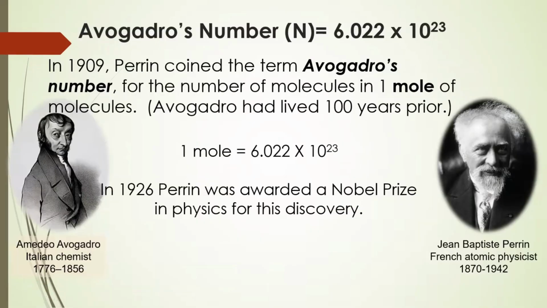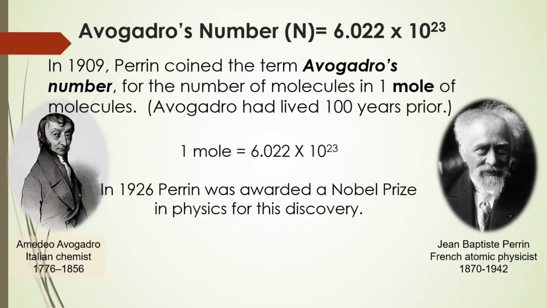Avogadro's number is the next topic in this section. It has a symbol of capital N, and it is equal to 6.022 times 10 to the 23rd power. So this number has 24 digits, and it is really, really big.